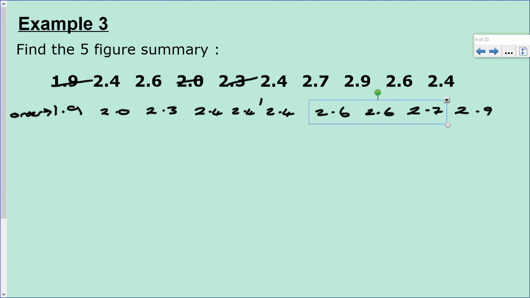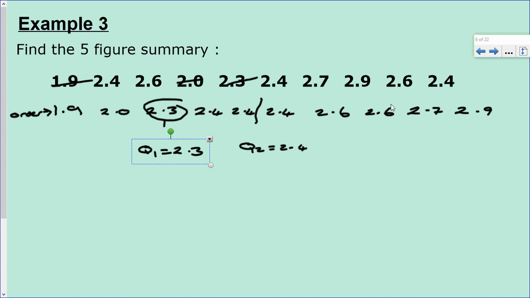I'm going to have to put this line in here. So I've got 1, 2, 3, 4, 5. Now, I've got 2.4 and 2.4. If the numbers are exactly the same, it means my median is 2.4. There's nothing in the middle of it. So it's just the number that it is. Then my lower quartile, I want to split this first half. So I've got 5 numbers. So this 2.3 is in the middle. So Q1 equals 2.3, and then I'm going to do the same for my upper quartile.